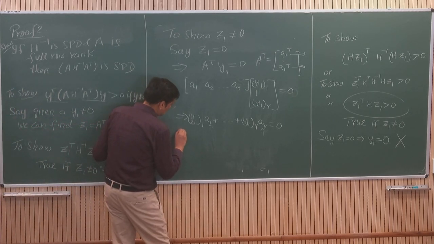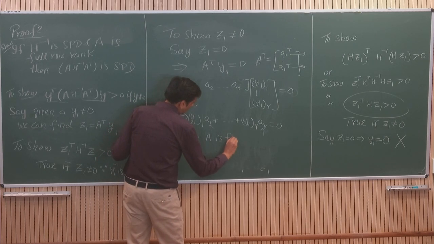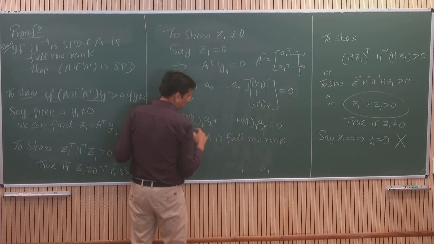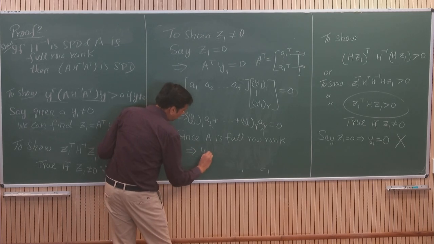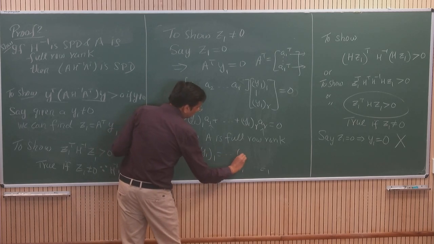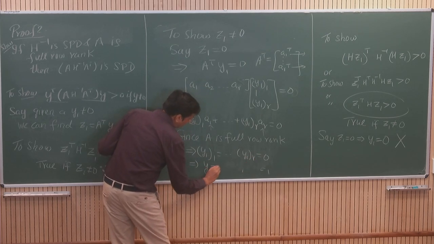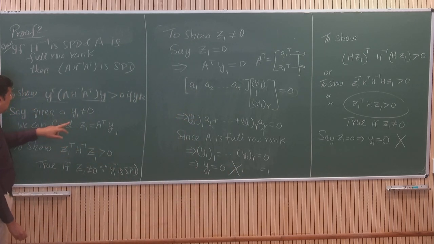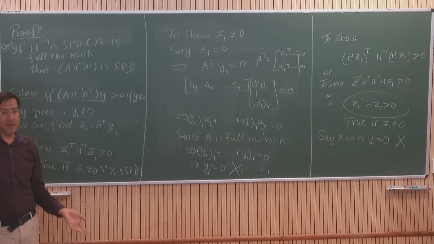So since A is full row rank, which would imply that A1 through AR are linearly independent, which would imply that Y1 first element all the way to Y1 rth element is equal to 0, which would imply that Y1 is equal to 0. Again a contradiction, because we assumed here that Y1 is not equal to 0. Hence Z1 is not equal to 0, hence proved.